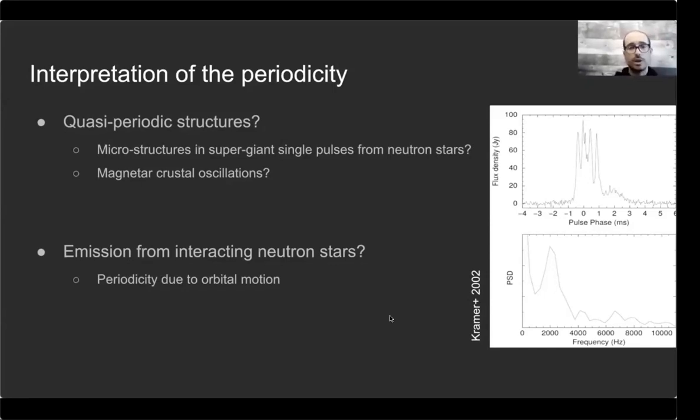We also consider crustal oscillations that some models invoke as a mechanism for magnetars to produce fast radio bursts. Finally, we consider the case that the fast radio burst is emitted by two neutron stars that are orbiting each other and that they are interacting. And therefore, the periodicity that we see is actually generated by the orbital modulation of the two neutron stars.